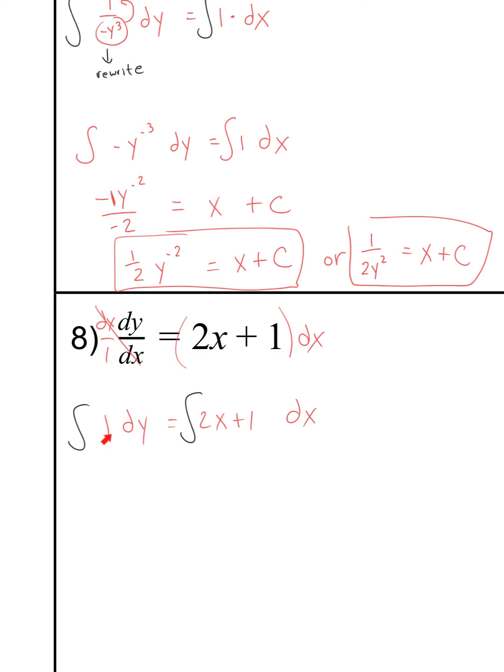The antiderivative of 1, of course, is y. On the right, the antiderivative of 2x is 2x to the second over 2. And the antiderivative of 1 is x to the first plus c. And then I simplify. y is equal to, those cancel, x squared plus x plus c.